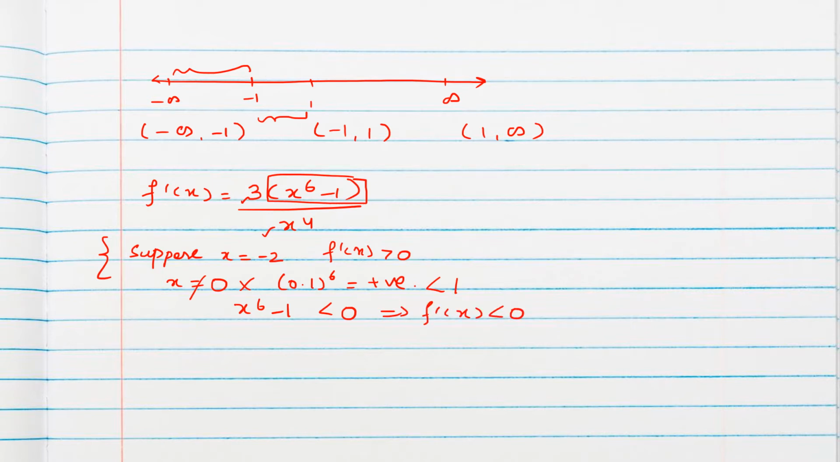That means f dash of x will be negative here, and positive here. And here we can check by taking any number, suppose x equal to 2. It will be positive only, because 2 power 6 will be greater than 1 and the subtraction will give a positive value. So f dash of x will be positive. Okay, so we can write this in a tabular form.